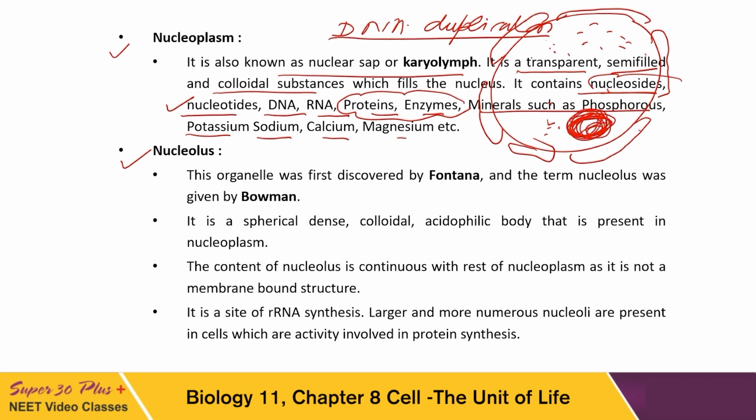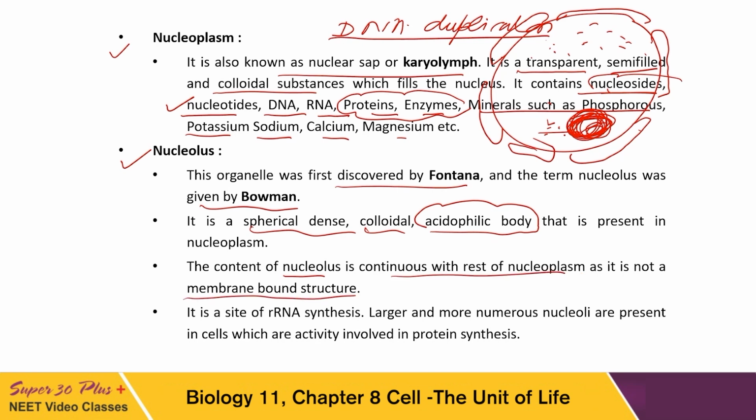Number may be one or may be more; that is known as nucleolus. Discovered first by Fontana. The term was given by Bowman. It is a spherical, dense, colloidal, acidophilic body that is present in the nucleoplasm. The content of nucleolus is continuous with that of nucleoplasm. There is no membrane. It is in continuation with the nucleoplasm, as it doesn't have a membrane.